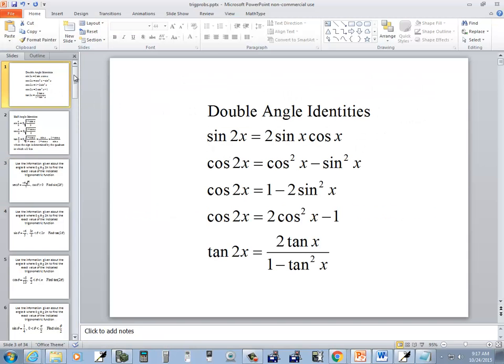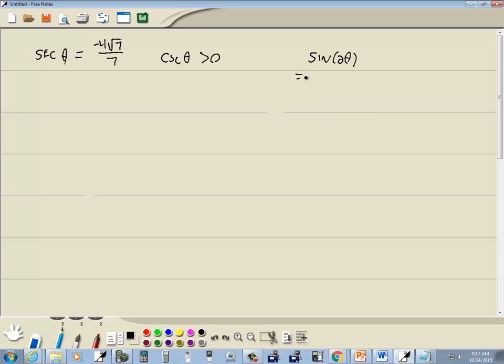Well, let's first look at our formula. Sine of 2 theta is going to equal 2 sine theta cosine theta. So it looks like we need sine theta and cosine theta. Okay. Well, first off, let's talk about quadrants.